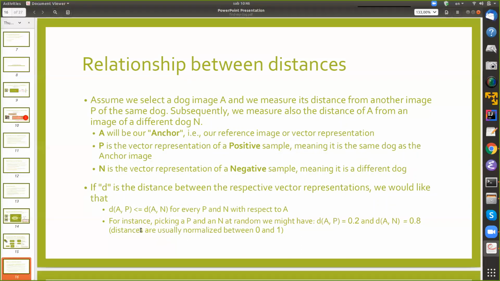For instance, we have an anchor, a dog that represents a class. If we pick a positive image and a negative image and calculate the distances, we would like, for instance, to discover that the positive distance is 0.2, while the negative distance is 0.8, much higher. Usually distances are normalized between 0 and 1. For this reason, I used these kinds of values. So this is the key formula. We would like to train a neural network to produce vector representations of images that satisfy this formula.